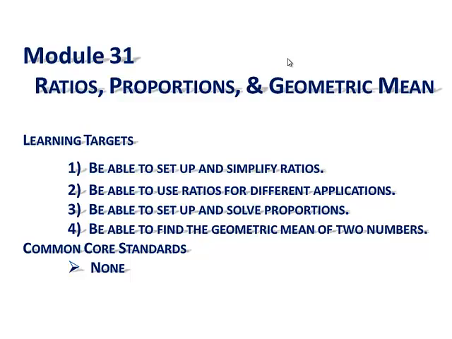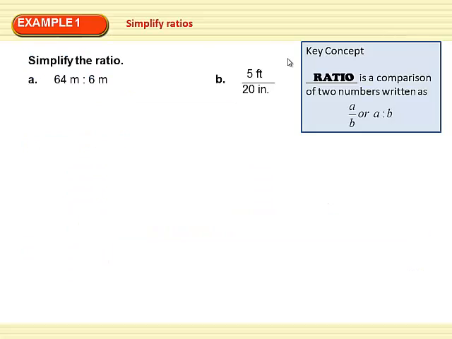Okay, this is Module 31, Ratios, Proportions, and Geometric Mean. First thing I have to do is define what a ratio is. A ratio is a comparison of two numbers, and it can be written as either A over B or as A semicolon B. The thing is, it has to be in most simplified terms, and it has to have no units, so the units will have to cancel out completely.